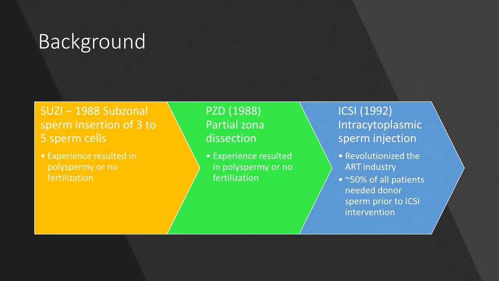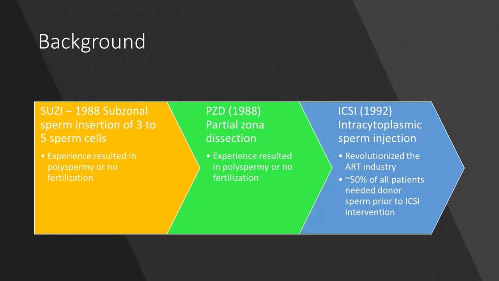Louise Brown was born on July 25, 1978, and until the late 80s, the male factor diagnosis required the use of donor sperm for insemination. Subzonal sperm insertion was the process of inserting the sperm into the perivitelline space just under the zona pellucida. This primarily resulted in no fertilization and polyspermy.